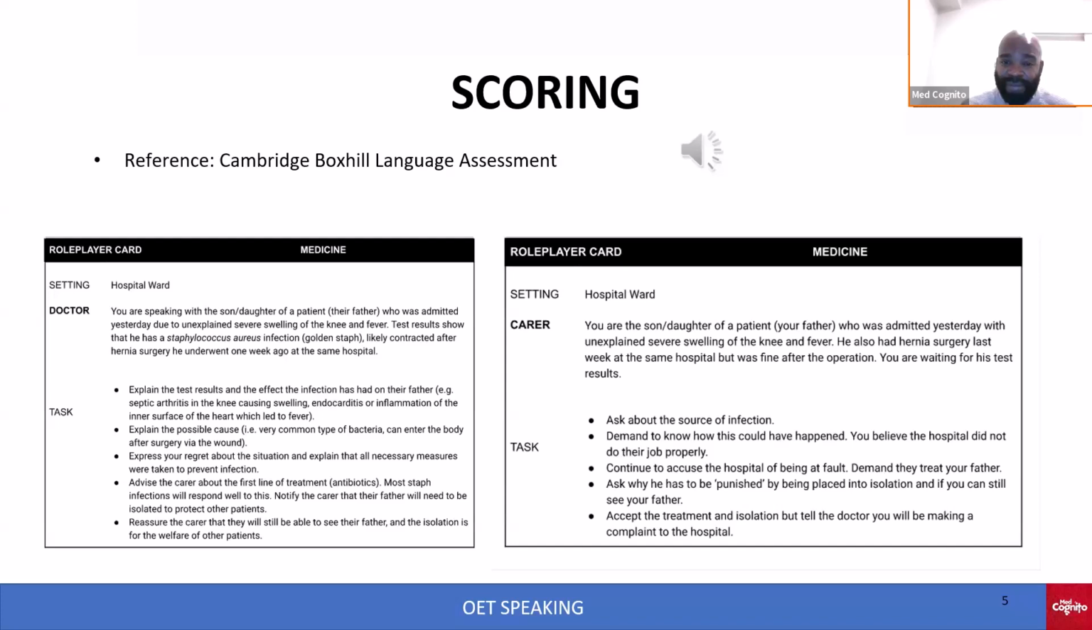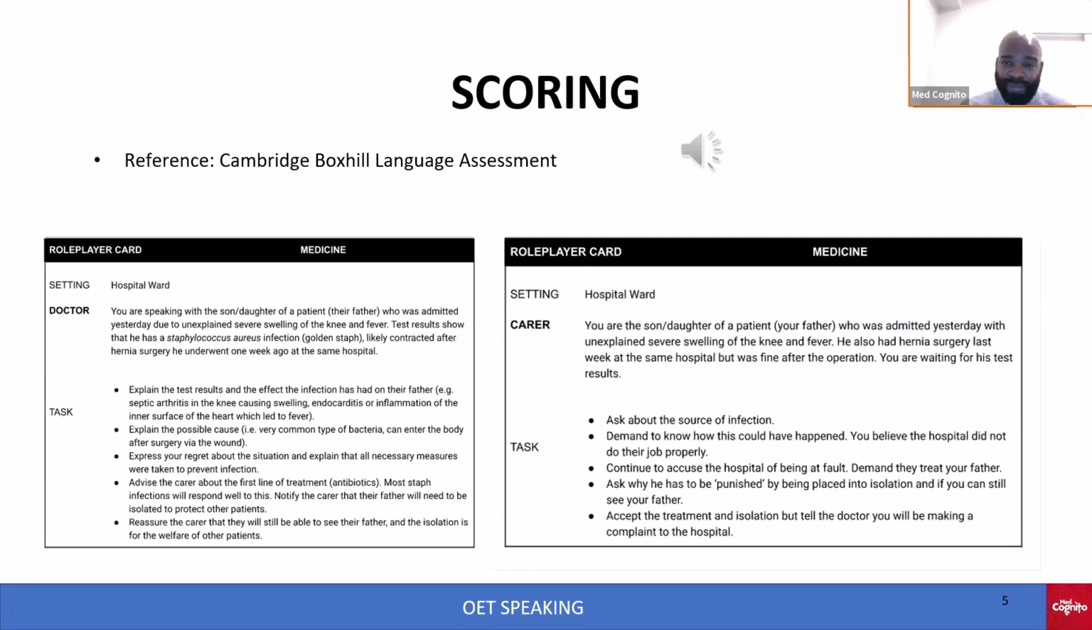Well, the first line of treatment we'd like to start your father on is antibiotics. Most staph infections respond really well to this, so we should see improvements in your father's condition very quickly. Now, one thing I need to let you know is that your father will have to be isolated for the duration of his treatment to protect the other patients. Isolated? Why does he have to be punished now? What happened was the hospital's fault, and now my father is being punished and I won't be able to visit him?